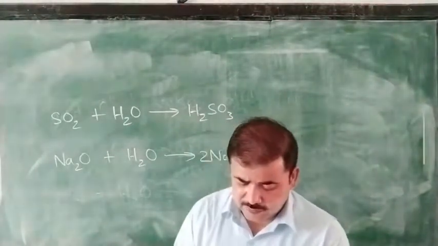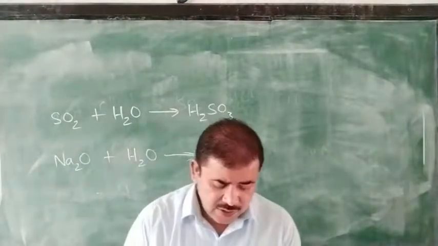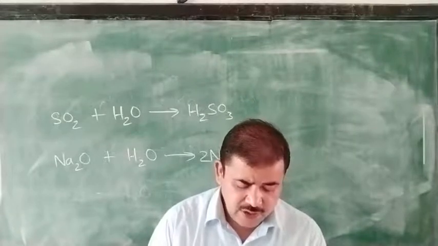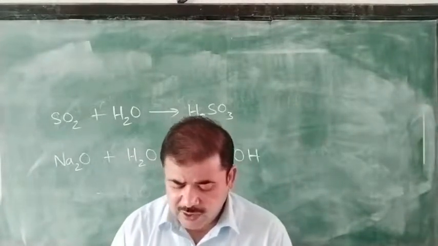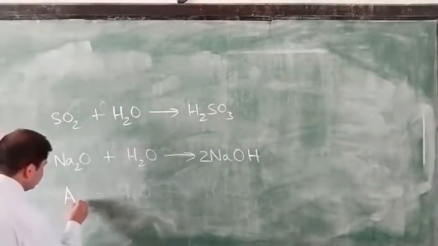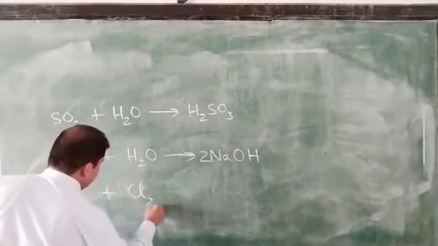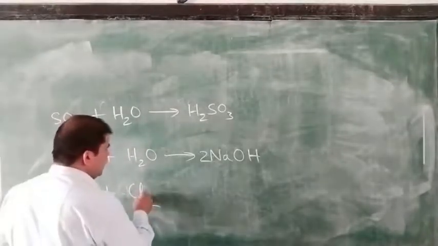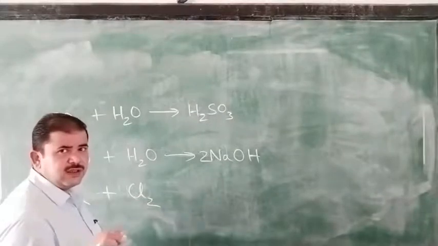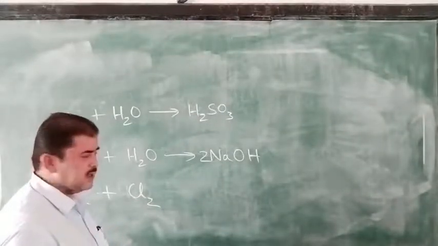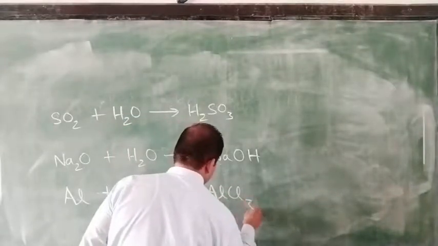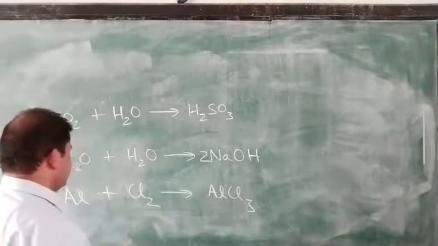Next, a salt from a trivalent metal and a colored gas. So the trivalent metal is aluminum, and the colored gas means chlorine. Chlorine gas color is green, a yellowish-greenish color. We get aluminum chloride.